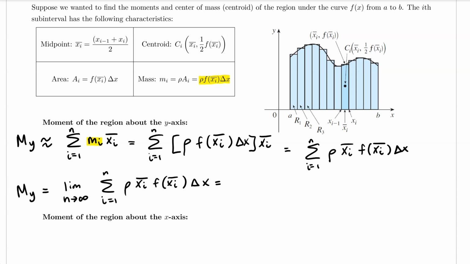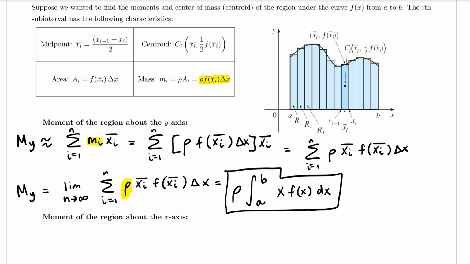And so as we take the limit, we've seen previously that that is going to turn into a definite integral. And rho is a constant, so that's the density. It has a uniform density, so we can pull that out of our definite integral. And then we're going to have the integral from a to b of x sub i bar, because the subintervals are getting really small, that is essentially an x value. And then we are multiplying by f of x, and we're also multiplying by dx. So that is the formula for the moment of the region about the y-axis.